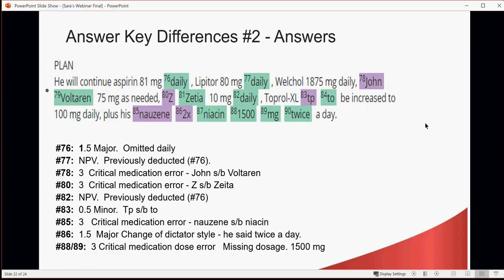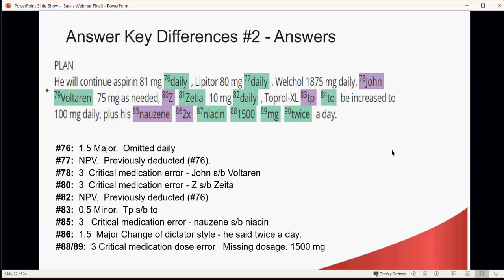Then we have an incorrect medication, number 78. We've said John, 75 milligrams as needed. It should be Voltaren. So that's, again, a critical medication error. That's an incorrect medication. I don't know if there's a medication called John, but it's certainly not Voltaren, so that's critical. Number 80, Z. It should be Zetia, 10 milligrams. Again, critical medication error.